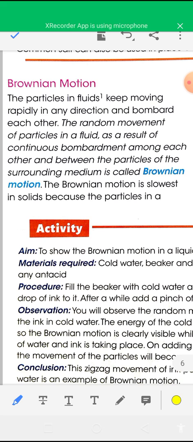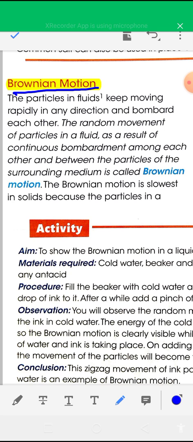And the next factor is Brownian motion, or Brownian movement. What is Brownian movement? It is the random movement of particles in a fluid. So first you have to know what is a fluid. Liquids and gases are collectively known as fluids because they can flow, but solids cannot flow. That's why solid is not a fluid.